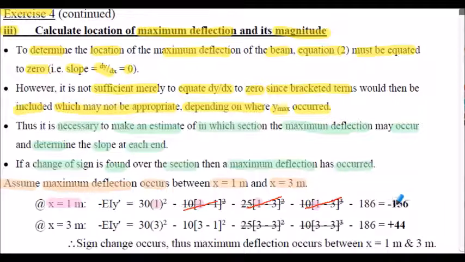The value calculated here is negative 156. If we divide that by the flexural stiffness EI, we'll actually get the slope there. But we're not interested in the slope. We're only looking for a change in slope. So I'm just going to leave it as negative 156.